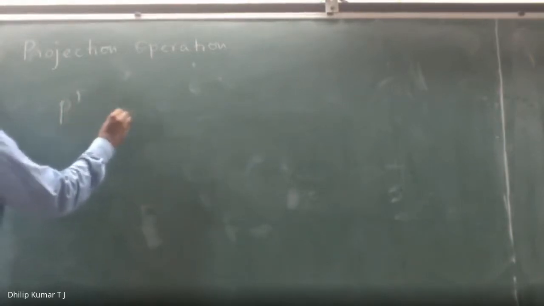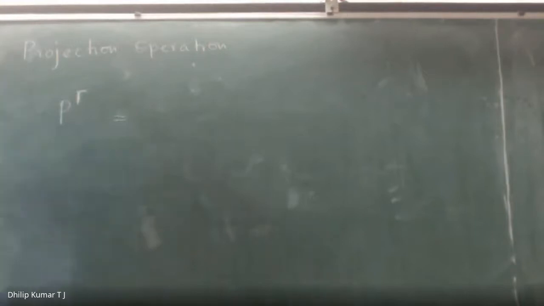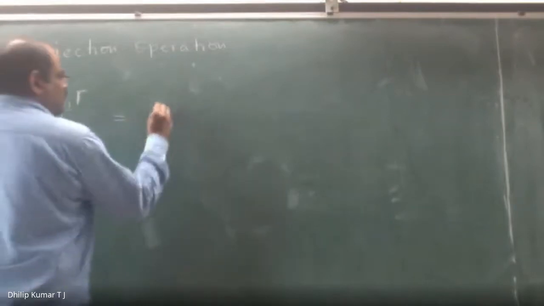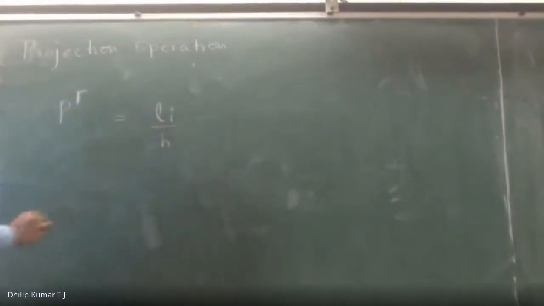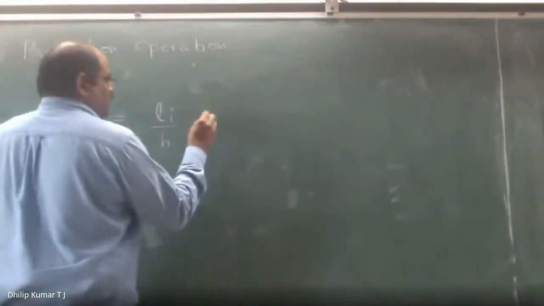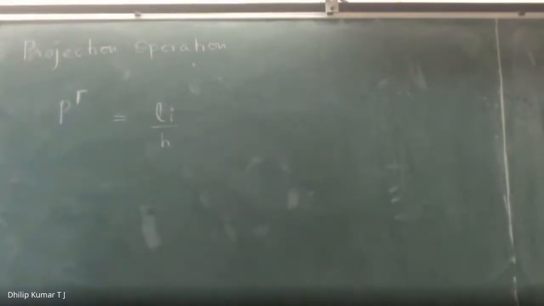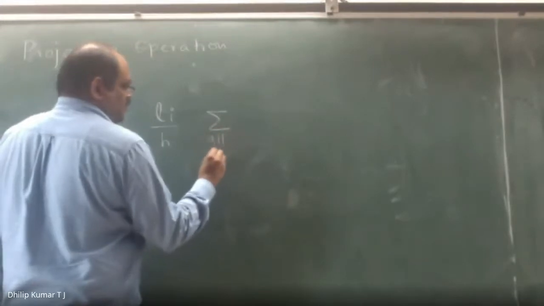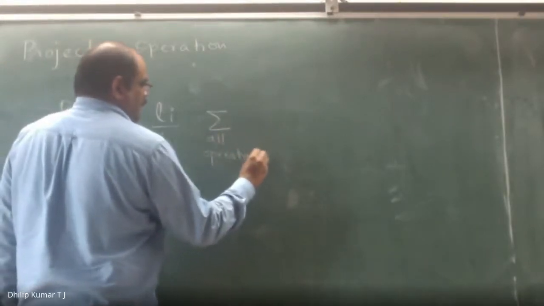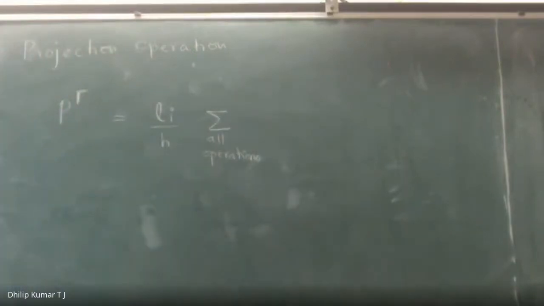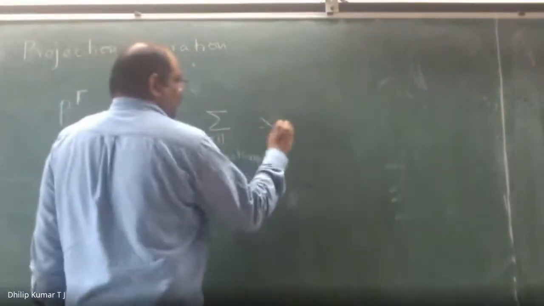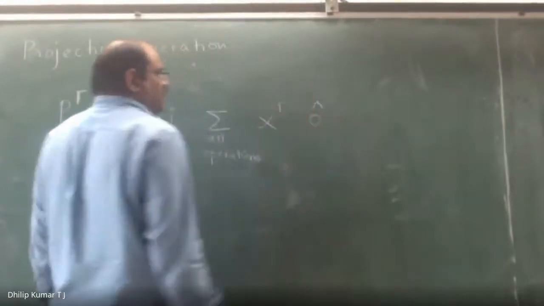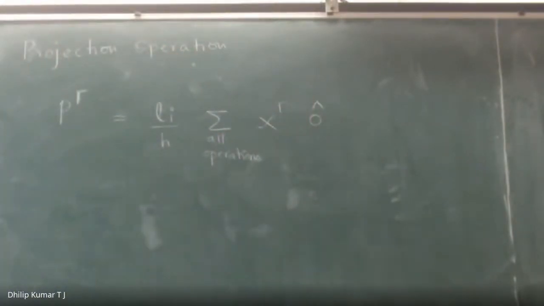So this is given by a term. It looks complicated, but the operation is very simple. So this is P with the superscript gamma. Gamma is the IR, right? Then it is l_i by h. So l_i is the dimension of the IR, and h is the order of the group. And then obviously it is a summation over all the operations, chi times the operator. I'll explain the terms we are using here.